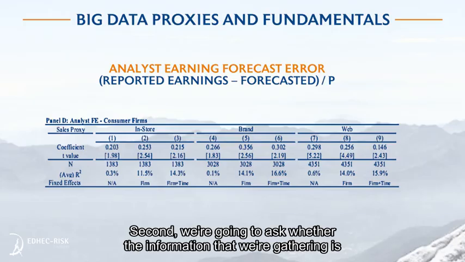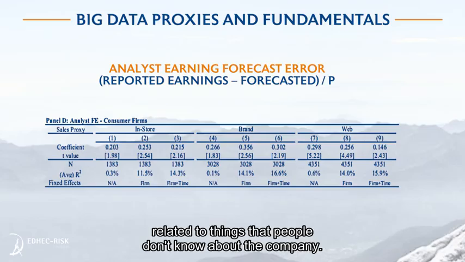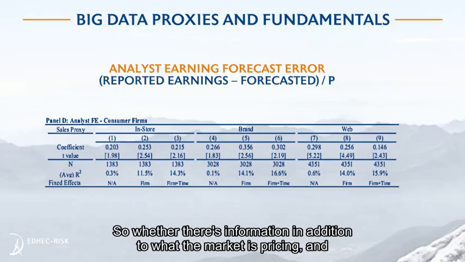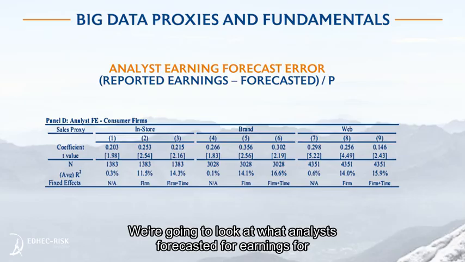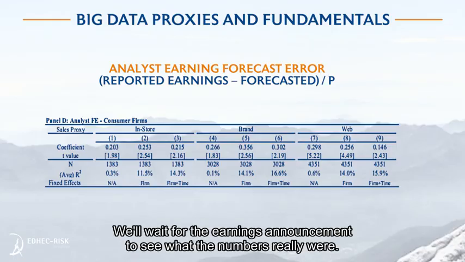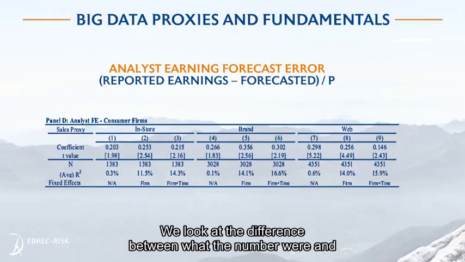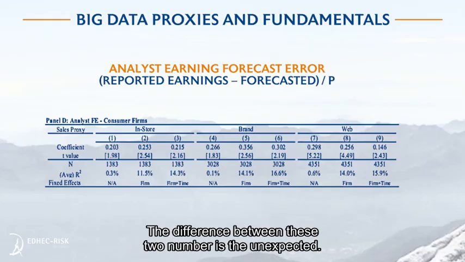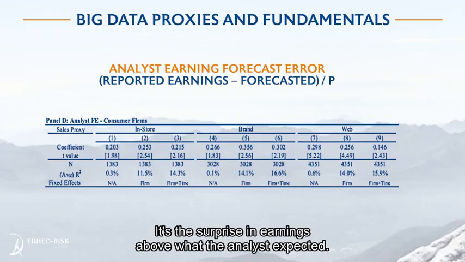Second, we're going to ask whether the information that we're gathering is related to things that people don't know about the company. So whether there's information in addition to what the market is pricing. And the way we do it is very simple. We're going to look at what analysts forecasted for earnings for each one of the companies before the earnings announcement. We'll wait for the earnings announcement to see what the numbers really were. We look at the difference between what the numbers were and what the forecast had been. The difference between these two numbers is the unexpected, the surprise in earnings above what the analysts expected.